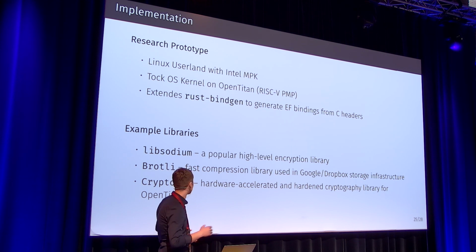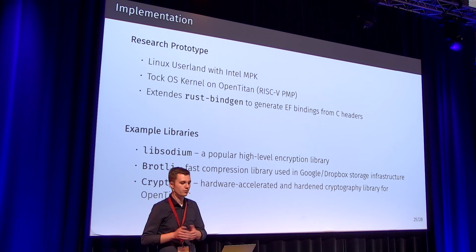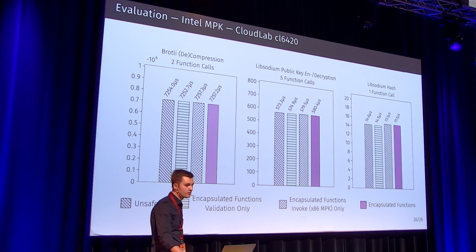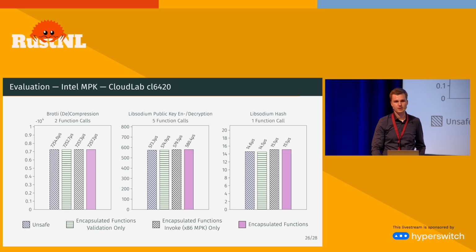We evaluate three representative workloads, which are libsodium as a popular high-level encryption library, Brotli as a compression library that's used by Google and Dropbox, and cryptolib, which is a hardware-accelerated cryptography library for the OpenTitan Silicon Root of Trust. And what our evaluation shows is that in most cases, the overheads that encapsulated functions imposes are quite negligible. So we compare ourselves against an unsafe baseline that neither performs any memory protection nor performs any validation operations. The validation operations here indicate that we only use our type infrastructure and impose that on the code. The invoke-only benchmark only uses the memory protection but does not perform any validations. And then encapsulated functions is those two combined.